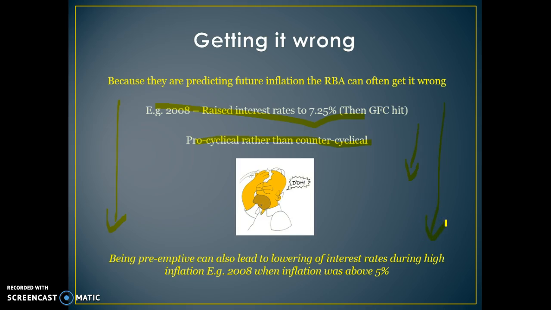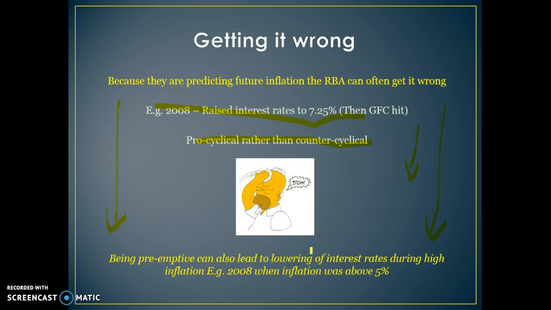Likewise, the RBA can also get it wrong the other way, where they anticipate we're going to enter a trough, so they lower interest rates, then we enter a boom, and that can lead to, again, an even bigger boom because we have low interest rates. So being preemptive can also mean that the government get it wrong.